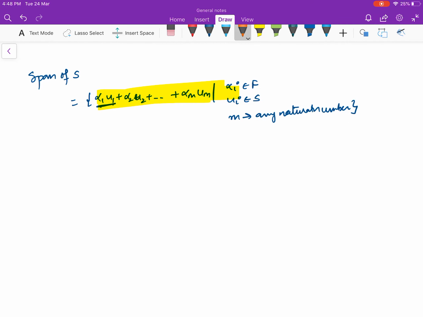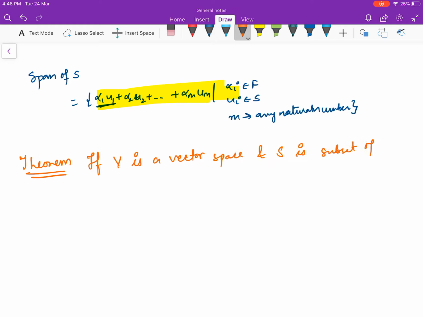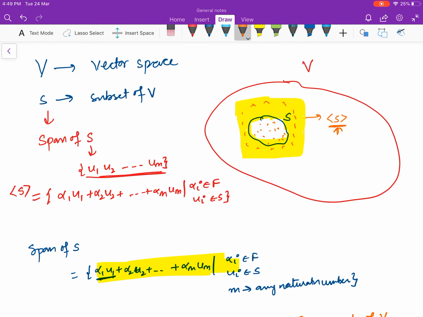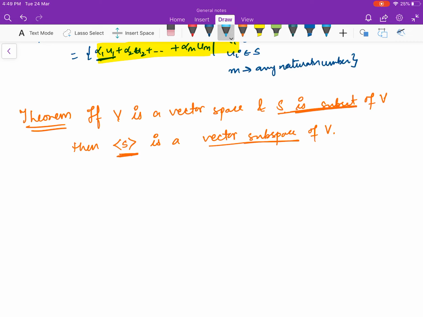So we are going to prove that there is a theorem, a result which will be helpful: if V is a vector space and S is a subset of V, then span of S is a vector subspace of V. You see here, S was only a subset, a normal subset without any peculiarity. Here, if you make span of S, then it will become a vector subspace. So you see here, S need not be a subspace. It is only a normal subset. But if you take the span of S, then it is going to be a subspace. But subspace means it itself is a vector space. So let us prove it.